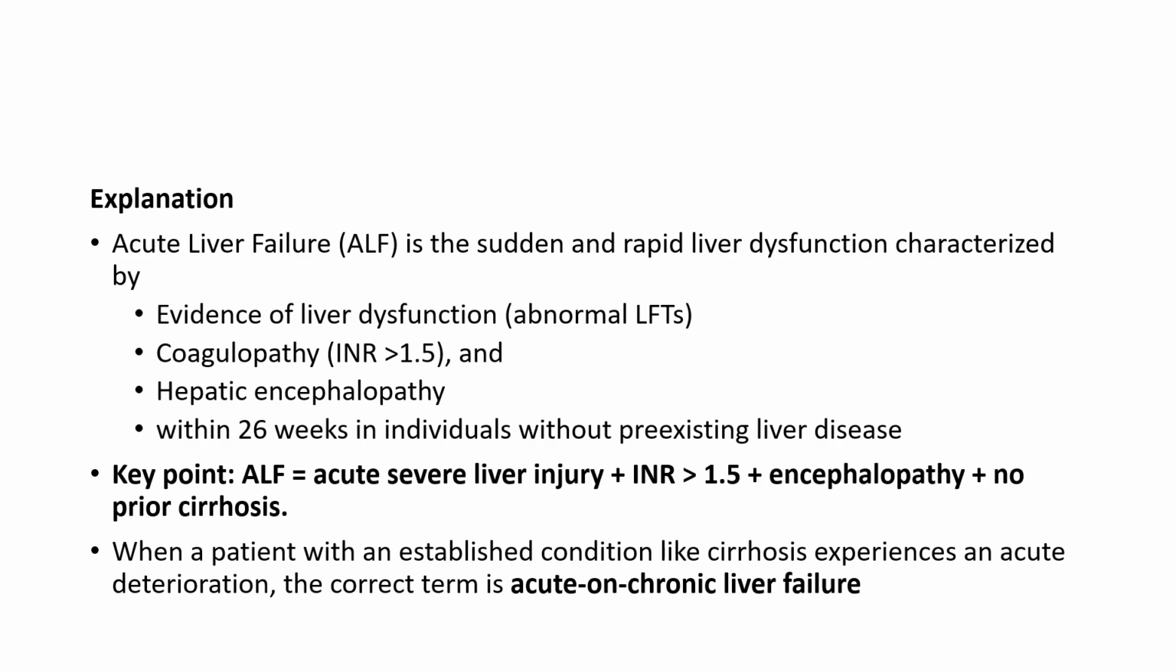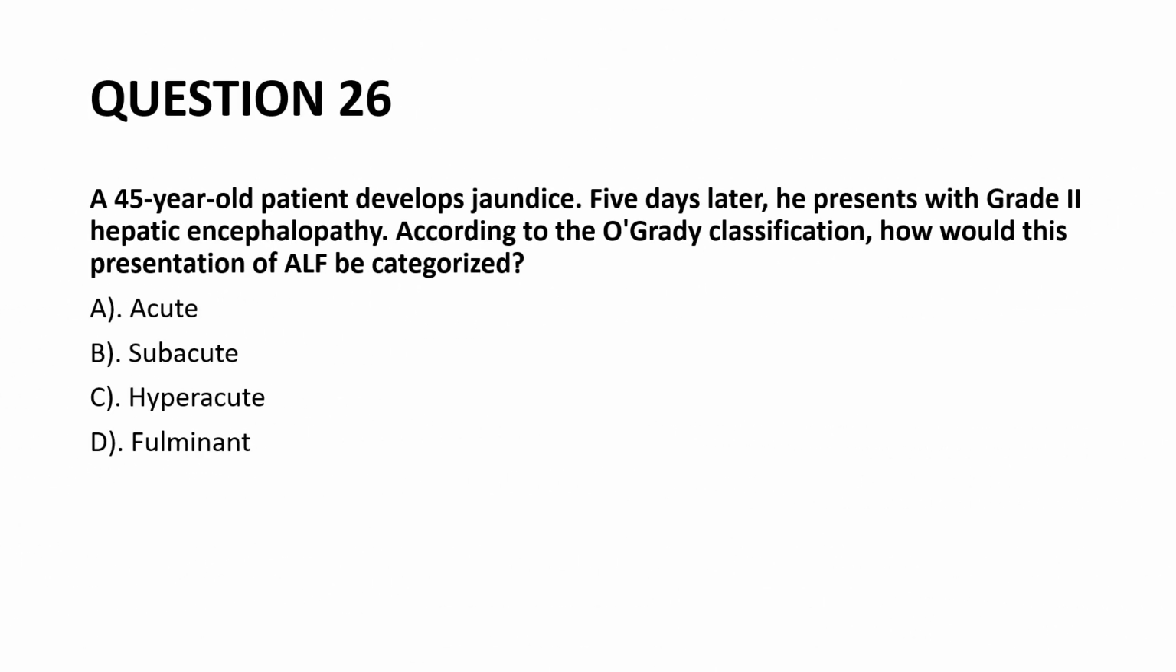So the key point is, think acute liver failure when you have acute severe liver injury, INR greater than 1.5, and hepatic encephalopathy in a patient with no pre-existing liver disease. When a patient with an established condition like liver cirrhosis experiences an acute deterioration, the correct term is acute on chronic liver failure.